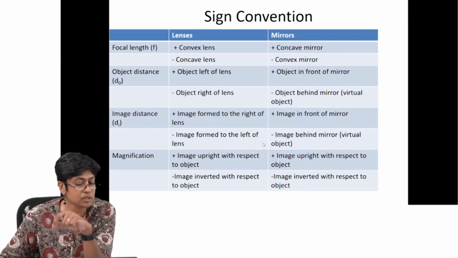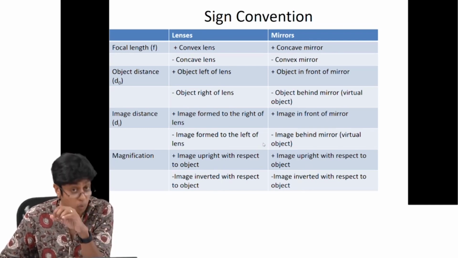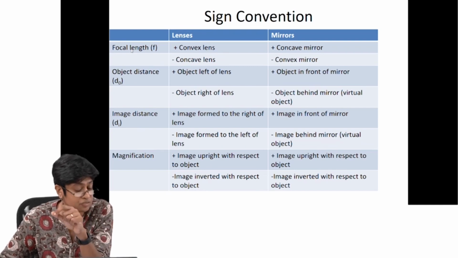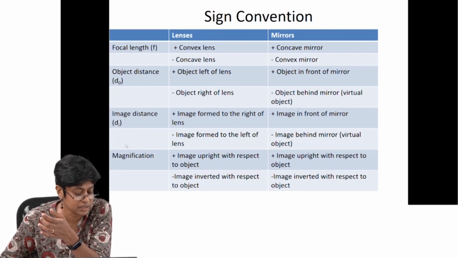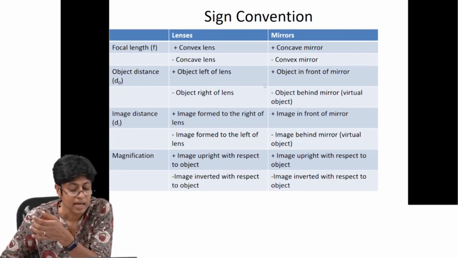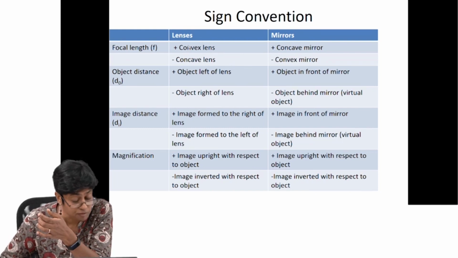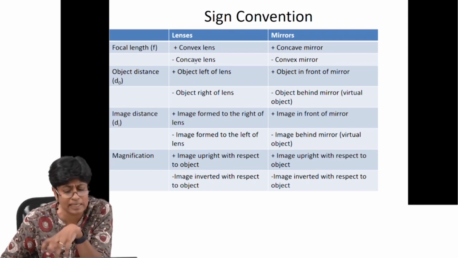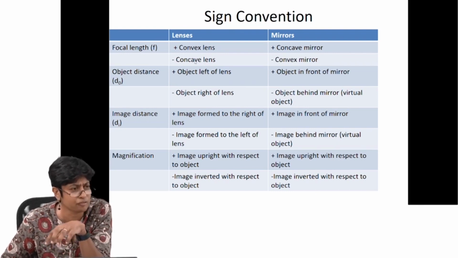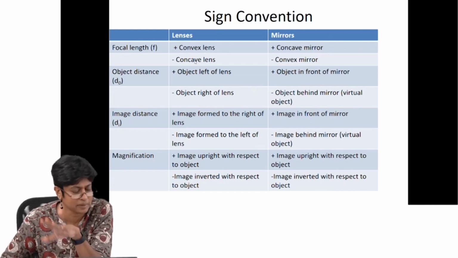What are the signs we associate with different parameters? The parameters of interest are the focal length of the system, the object distance, the image distance, and the magnification. For a convex or converging lens, we will use the focal length as positive. For a concave lens, it will be negative. We will keep coming back to this because I will add a few riders as we go along, but at this point it is enough to just give you this information.